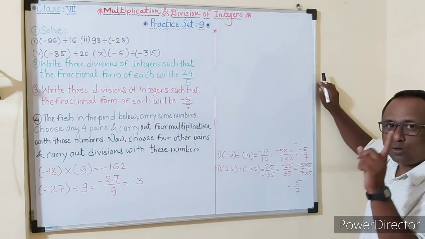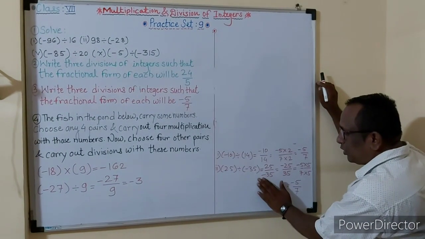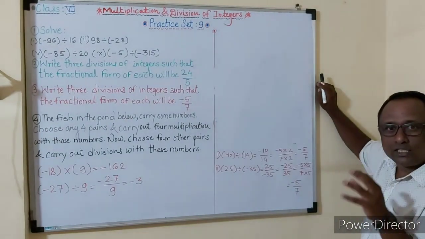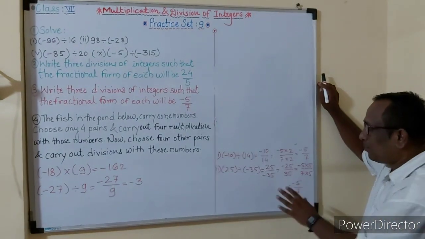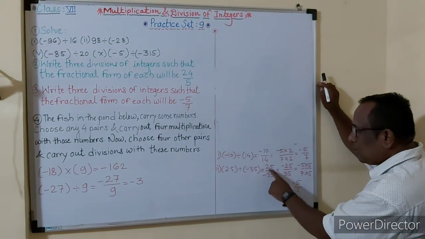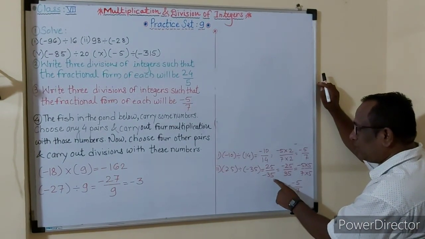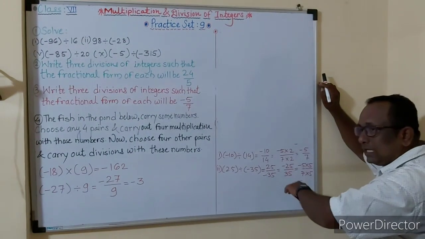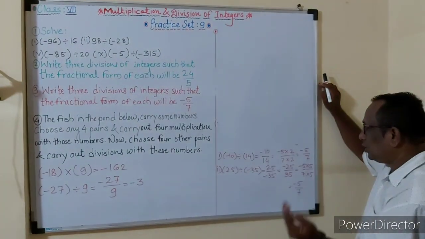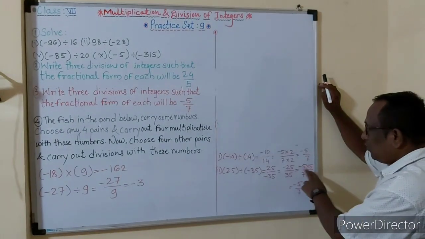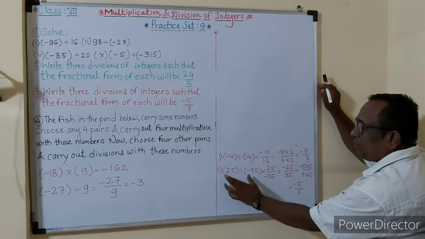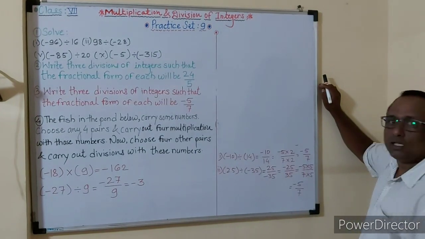See students, our rule says the denominator is always positive. For the awareness of that rule, to keep the rules in mind, that's why purposely I write this example, 25 upon minus 35. Then we know the denominator is always positive according to the rule, so that minus sign goes to the numerator. So we got the division form here, 25 divided by minus 35.